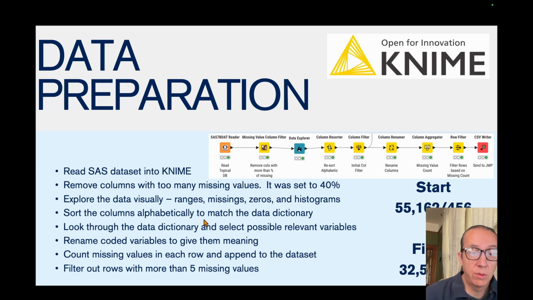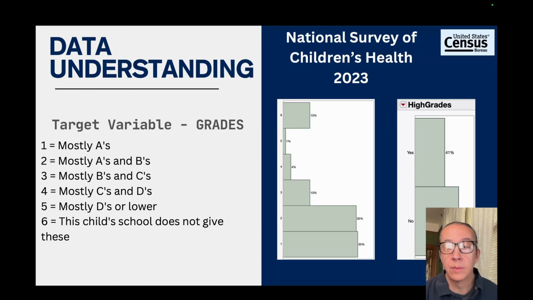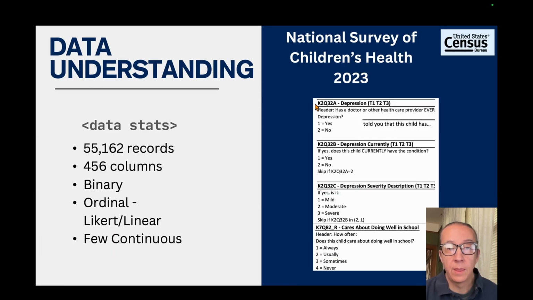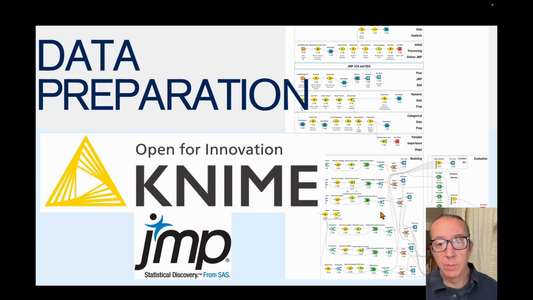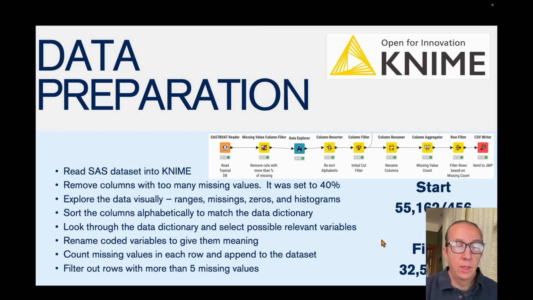It was all checked visually: ranges, missing values, zeros, histograms. I had to sort the columns alphabetically. The data dictionary was sorted alphabetically, but the data was not. So in order to match up some of the codes, which you can see here, a lot of the variables had codes in them, which had to be matched. Like this was the variable name. That was a bit of a chore, but we got it done.